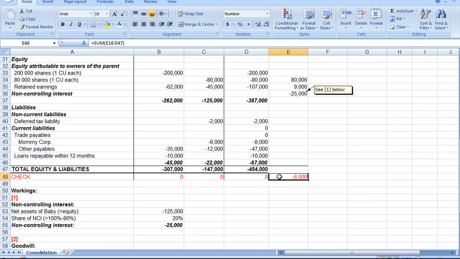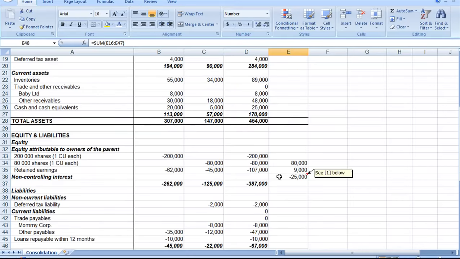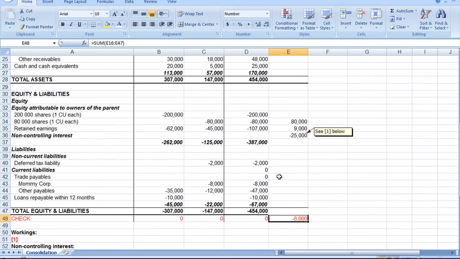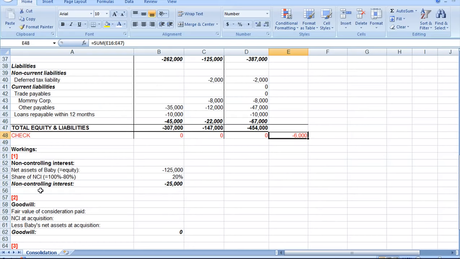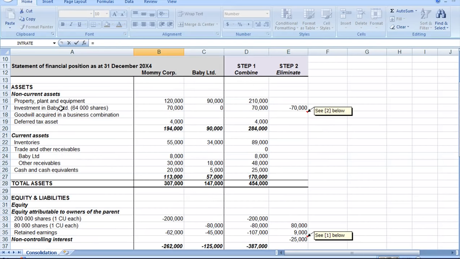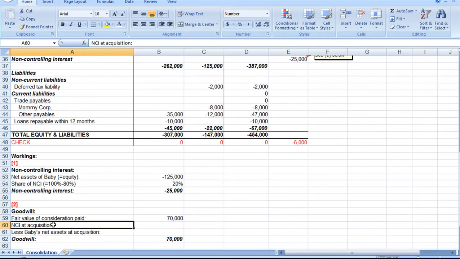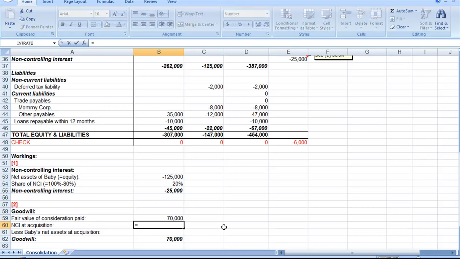Well, if these terms like goodwill or non-controlling interest are not that clear for you, please check my articles and videos about IFRS 3 on my web and in this channel. In this example, goodwill is calculated as fair value of consideration transferred. Here in the mommy's balance sheet, it's a cost of investment in baby, 70,000. We add non-controlling interest at acquisition date, which is 20% of baby's equity at the acquisition date. So it's not the same non-controlling interest as above, because above there's a current non-controlling interest on the reporting date.